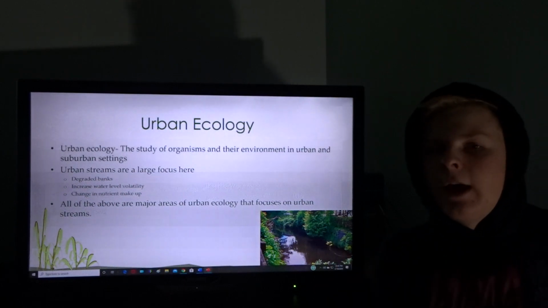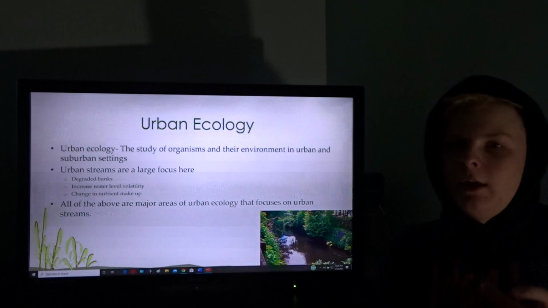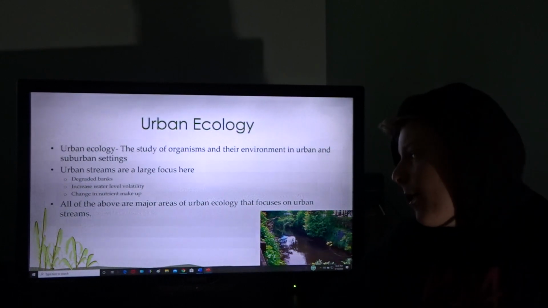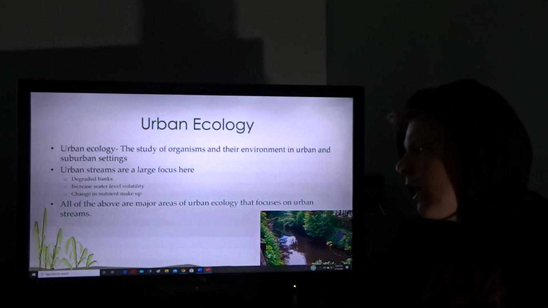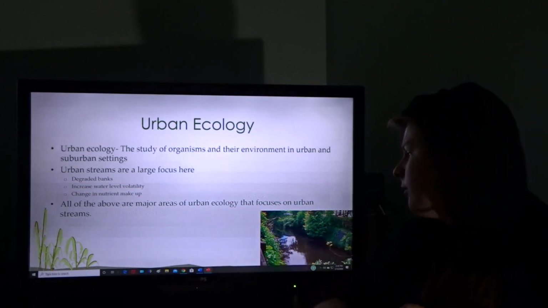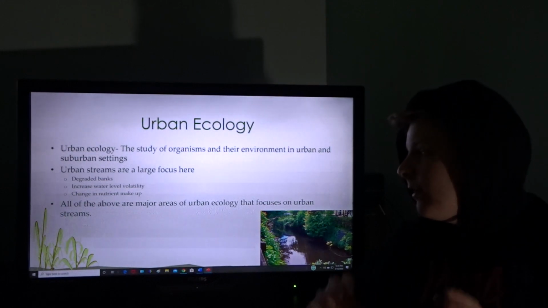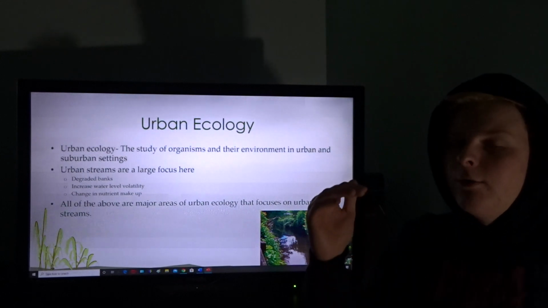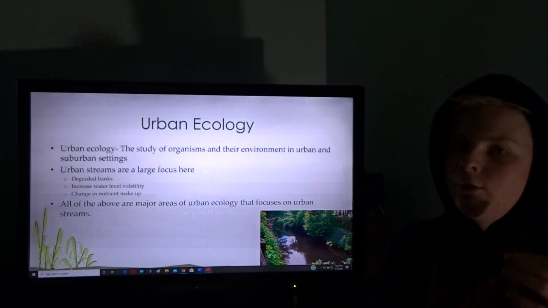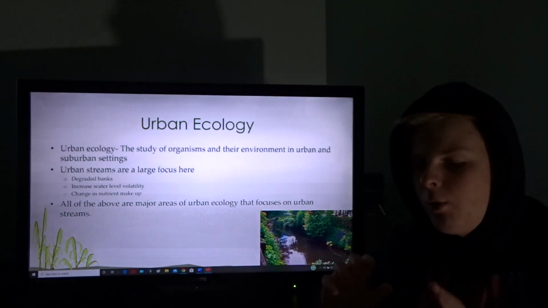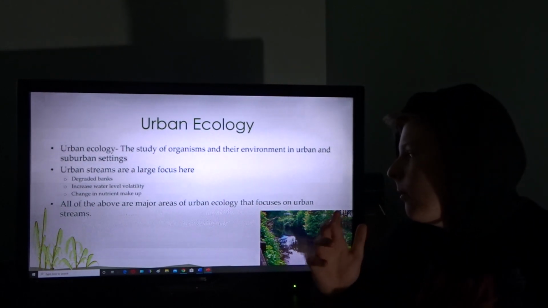So some of the major factors of our urban lifestyle that affect these streams are, first of all, that the streams oftentimes have degraded banks, which has a lot of different effects on the way that species can survive. There's also a lot of increased water level volatility. Basically, the height of the water changes a lot, and this can drastically affect the habitat of different species that are living on or in these urban streams.